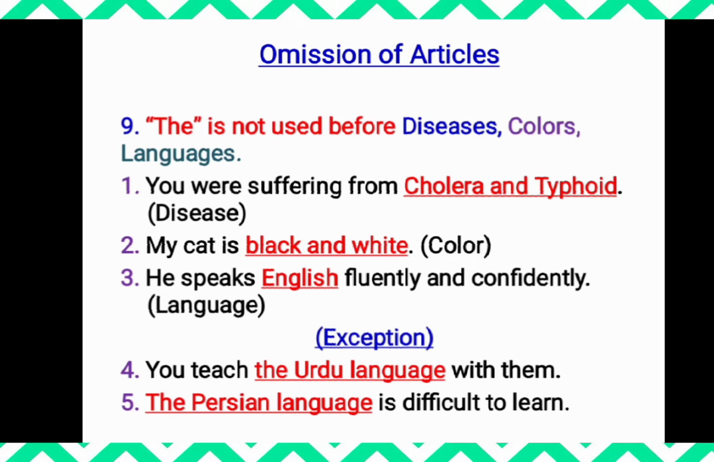That is the exception. When we talk about particulation, specification and positioning, then we can say that we use the definite article for particulation in our sentences. But according to rule number 9, the is not used before diseases, colors and languages. That is also a very suitable rule. And keep in mind the rules and regulations of this statement.